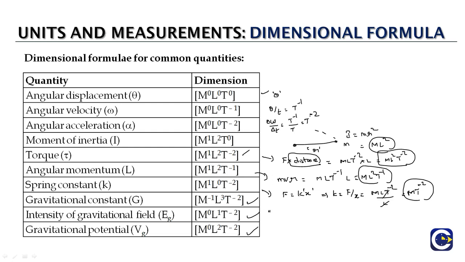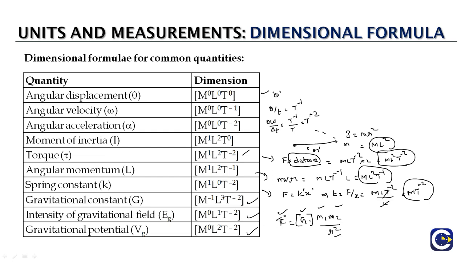Just to give you an idea of how we find the dimensional formula for the gravitational constant. Newton's law of gravitation says that the force between two masses m1 and m2 which are separated by a distance r will be given by F is equal to G m1 m2 by r square. Now in this formula, other than G, all the other quantities' dimensions are known to us.